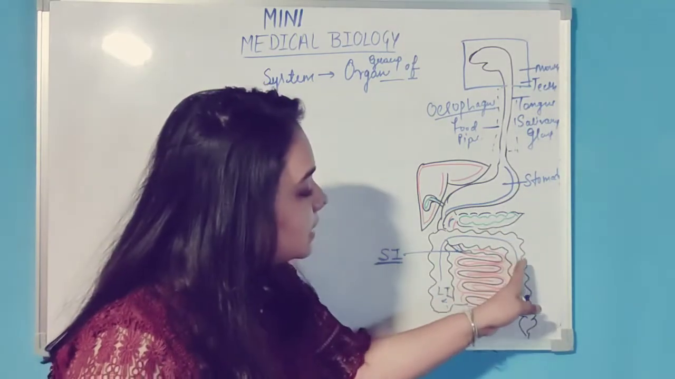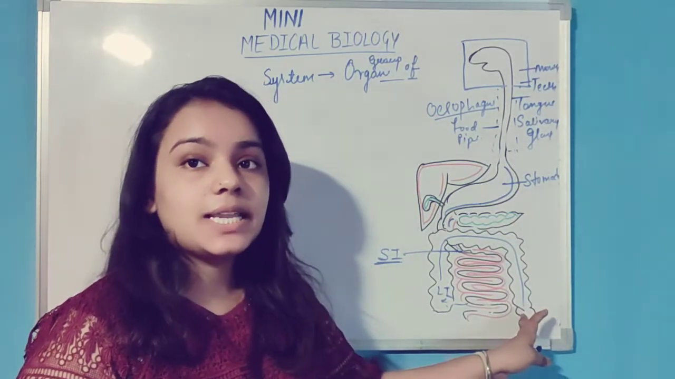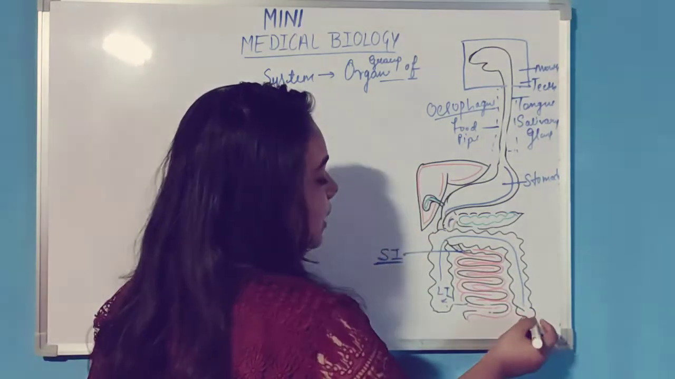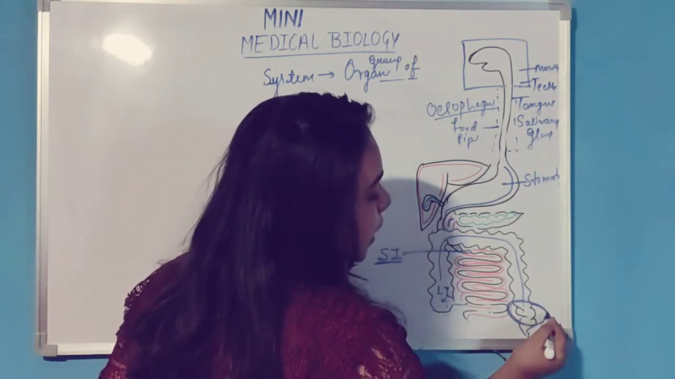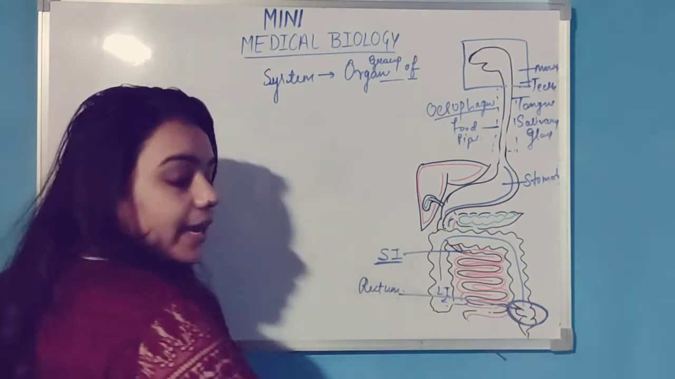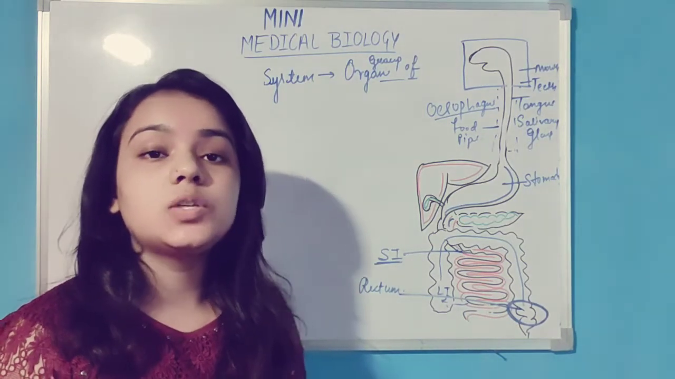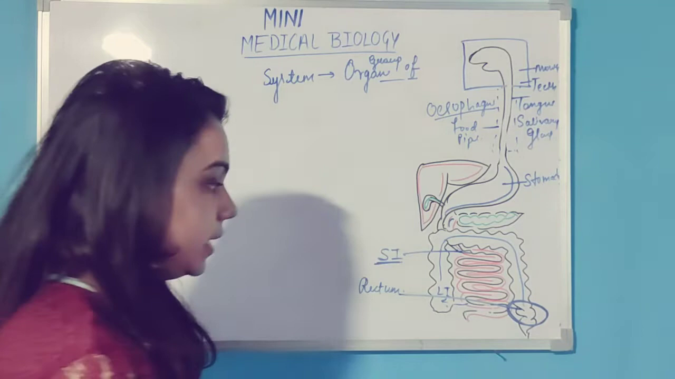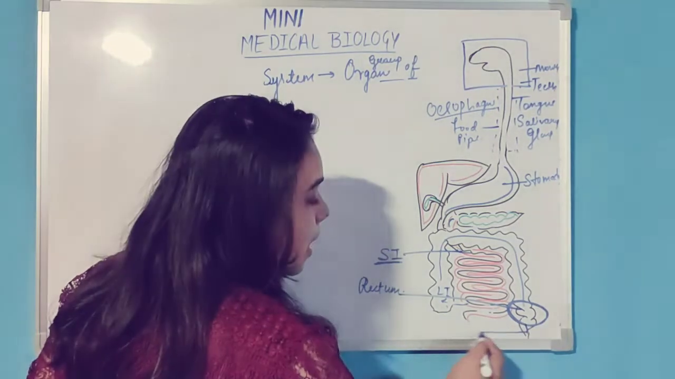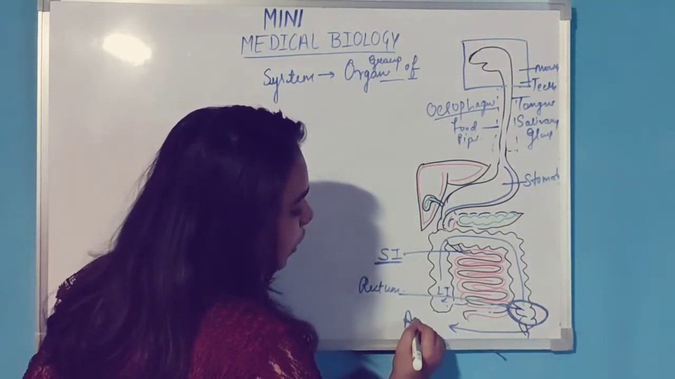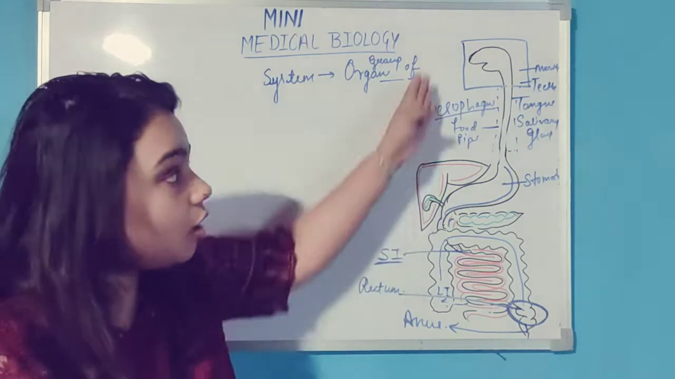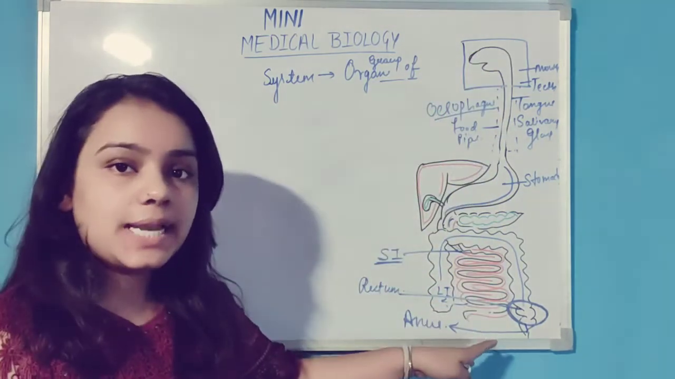When the food is moving out of the large intestine, it is no longer food. It becomes a waste product of your body, which is called fecal matter, and that fecal matter is stored in this portion, which is known as the rectum. The rectum stores the undigested food, which is of no use for your body, and that undigested food is later passed out of your body via the organ called the anus. So this is the pathway of food, how the food travels from the mouth to the anus region.